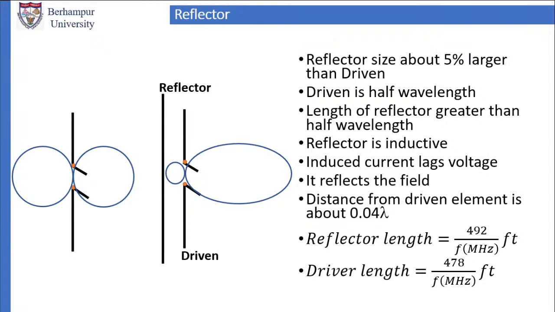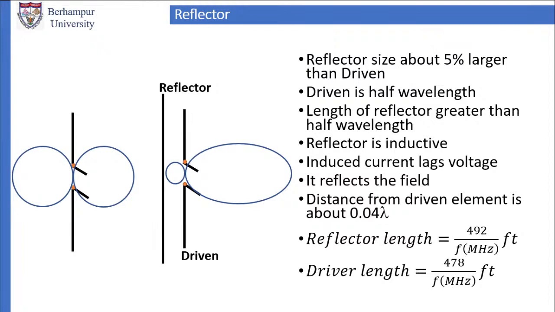Since the length is greater than half wavelength, it will be inductive in nature. So the reflector is inductive. Since it is inductive, it will induce a current lag. So it induces current, and because of the currents, there will be a voltage lag. It reflects the electromagnetic field that you can see here. The leftmost picture shows a driven element, a pure driven element.